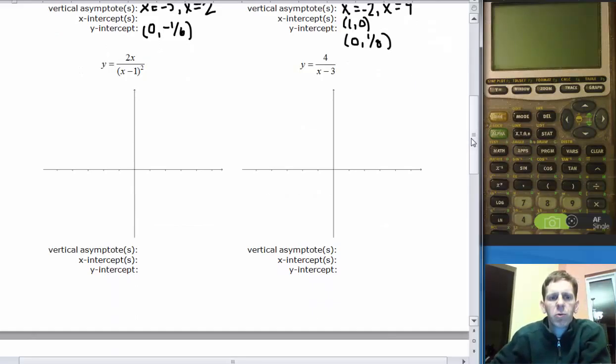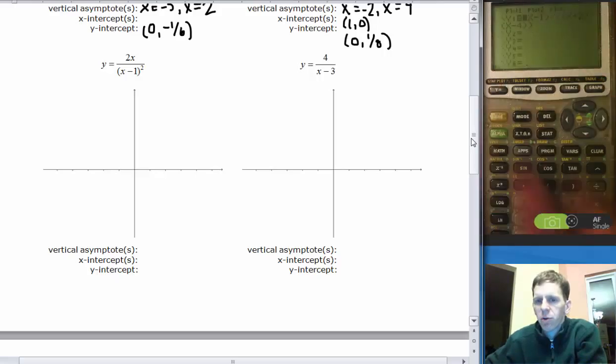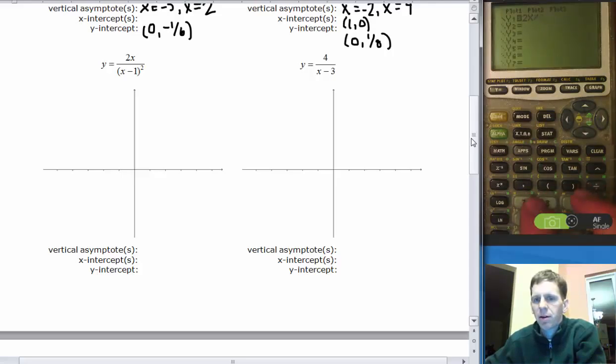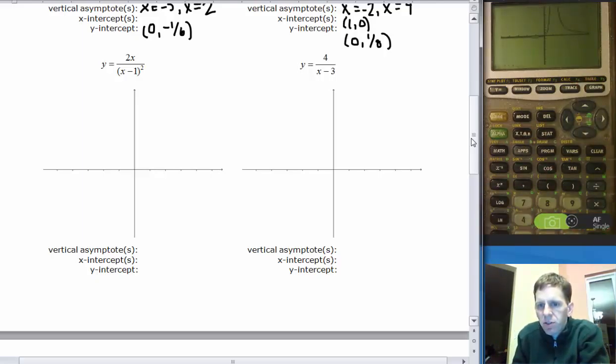In our next problem, we have y equals 2x over (x minus 1) squared. I want to get an idea or a picture of what this graph should look like. So we're going to type this in. In my numerator, you can just type in 2x. In my denominator, we do have parentheses x minus 1 squared. When we hit graph, you can see various parts of the graph. This one looks kind of interesting.